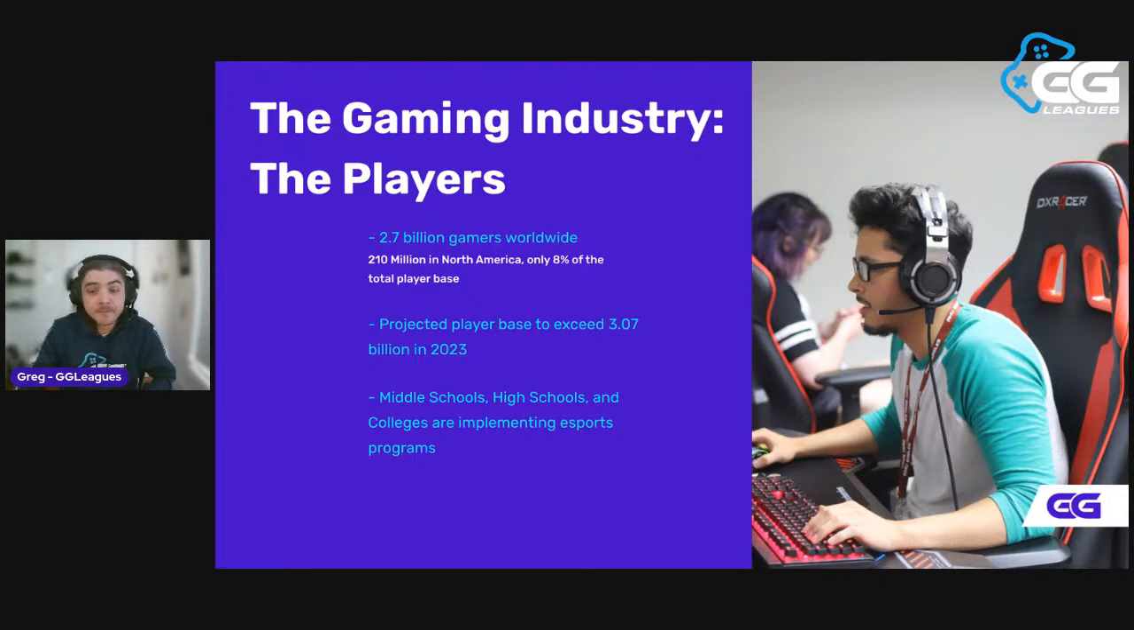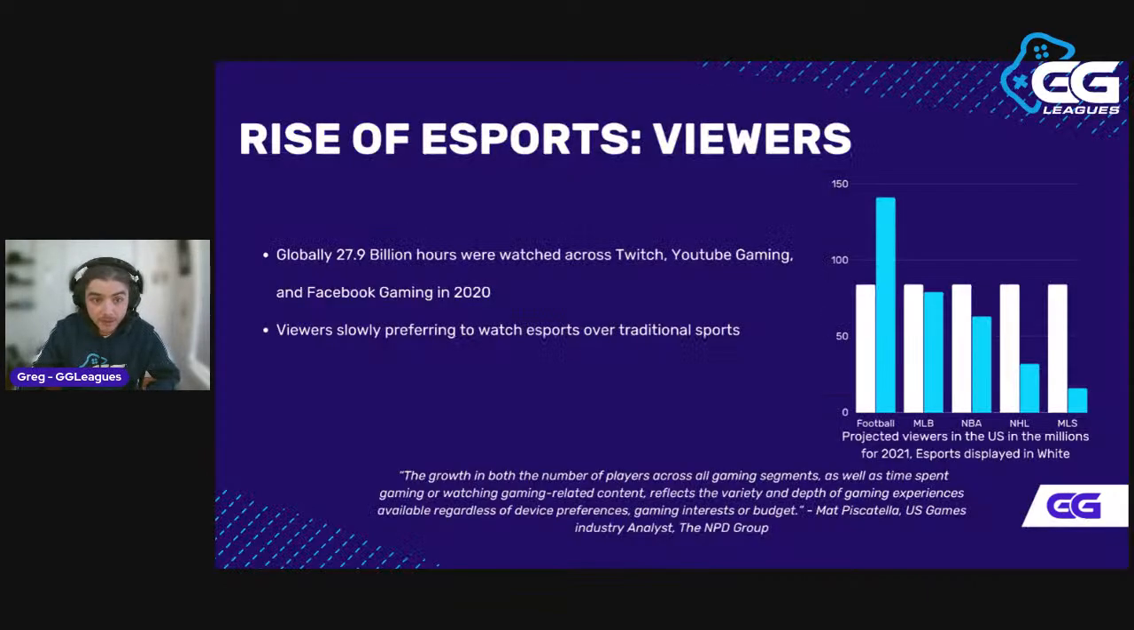The gaming industry itself has grown quite a bit. There are 2.7 billion gamers worldwide, with only 210 million of those being in North America. So just about 8% of the total player base. And that player base is projected to exceed 3 billion in 2023. And middle schools, high schools, and colleges across the country are starting to implement esports programs and adopt them at their school.